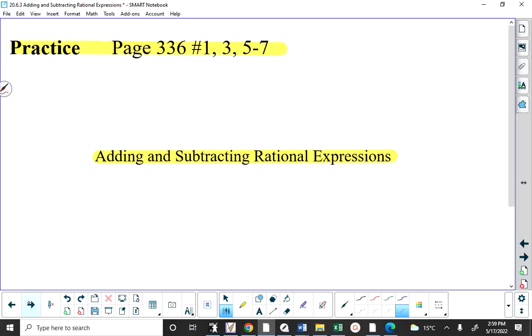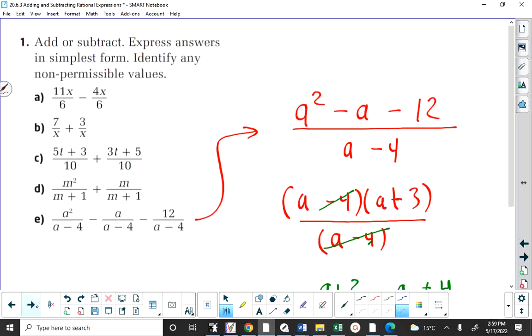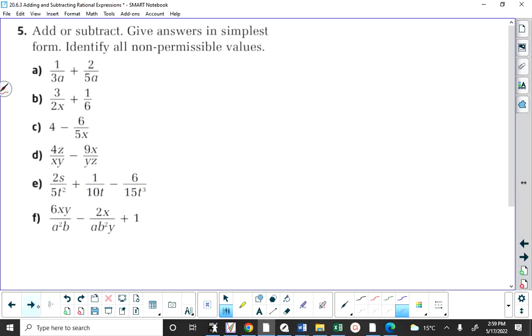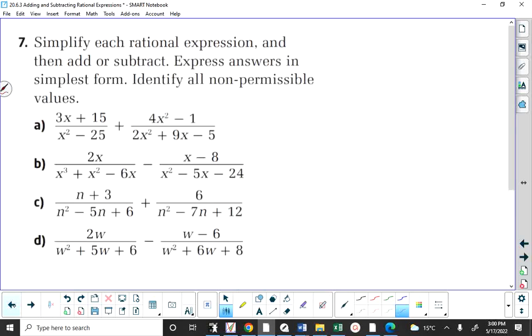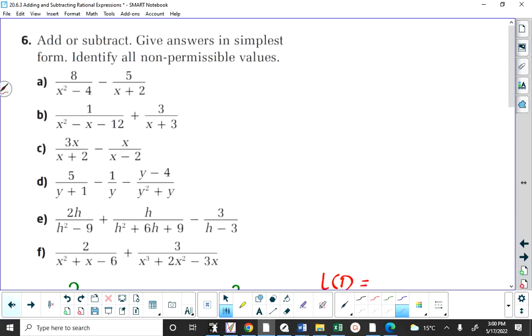So page 336, 1, 3, 5, 6, and 7. We got lots to work on. I'm just going to go to my computer right now and check the calendar and see what we have for days, because I think this is important enough that I don't just give you 20 minutes to work on it. But we'll start with 20 minutes, okay? And I'll be right back and I will help you out.